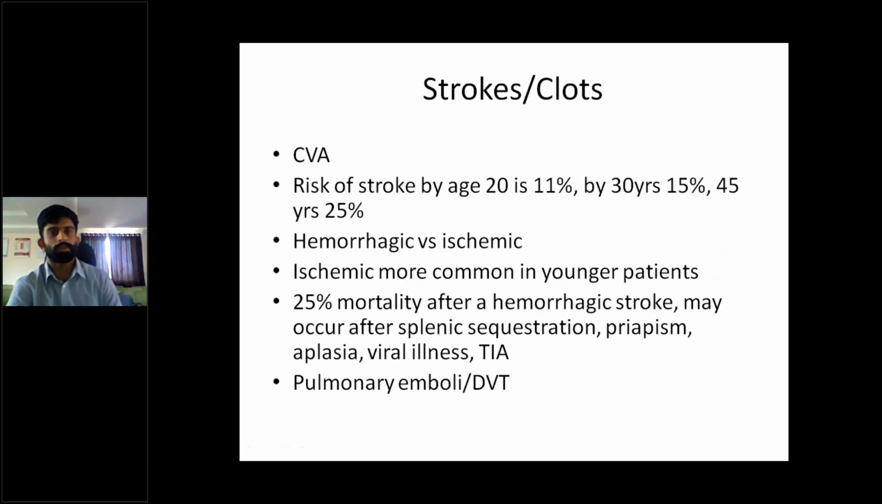So the next complication is strokes or clots. CVA, cerebrovascular accident, can be seen. The risk of stroke by age 20 is 11%, by age 30 years is 15%, and by age 45 years is 25%. So the risk of stroke increases as age progresses, just like in a normal patient, but is more in case of sickle cell anemia. Ischemic stroke is more common in younger patients. Hemorrhagic stroke is more common in older patients. There is 25% mortality after hemorrhagic stroke, which may occur after splenic sequestration, priapism, aplasia, viral illness, or TIA. Pulmonary embolism and DVT can also be seen. So these are clots.